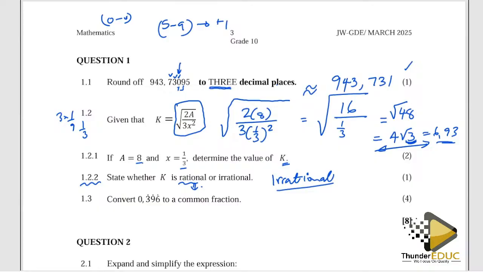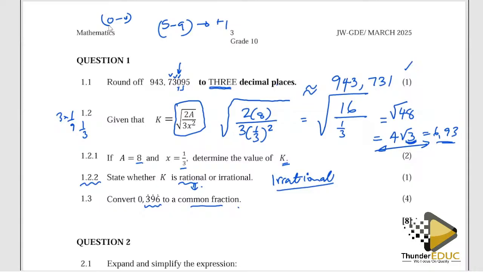Alternatively, if you look at the decimal answer that you get, you should be getting 6,92823 plus. There is no pattern in the numbers, so it's not recurring. So that is irrational. And then 1.3, they want us to convert 0,396, where these 3 numbers are recurring, to a common fraction.